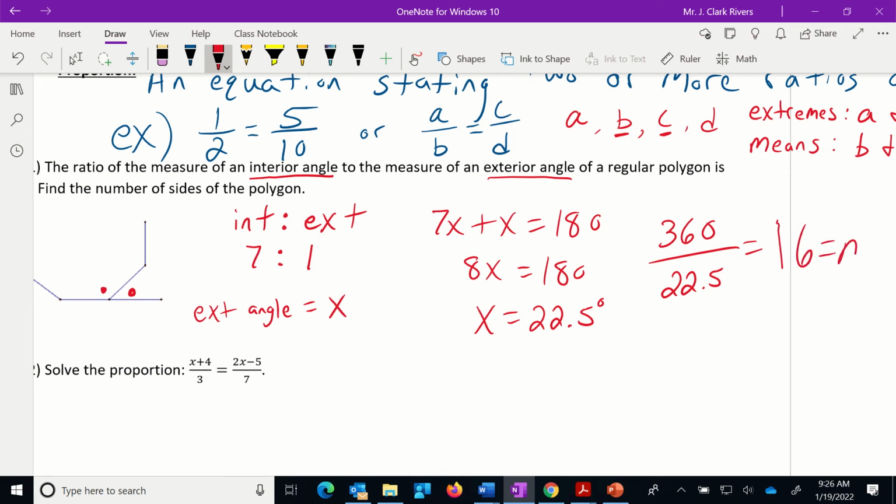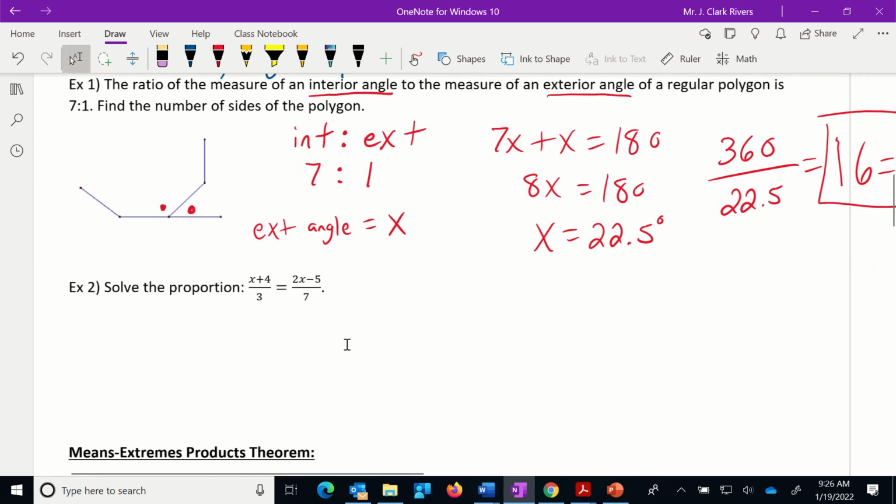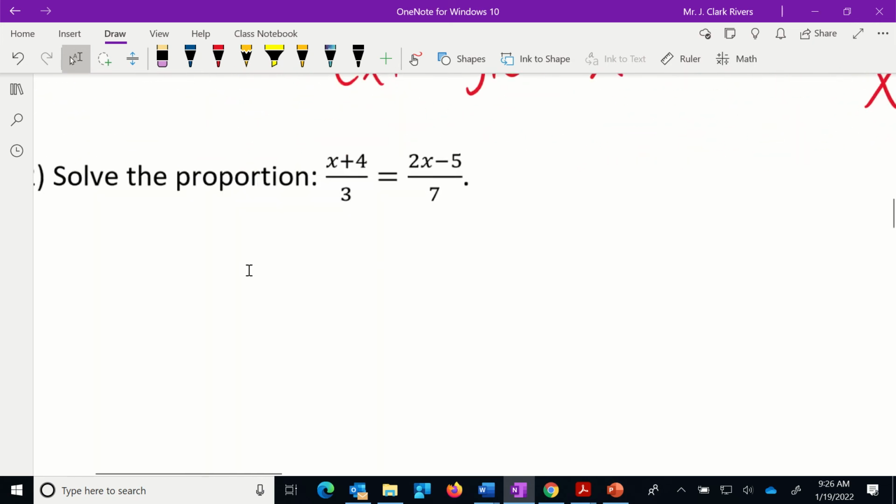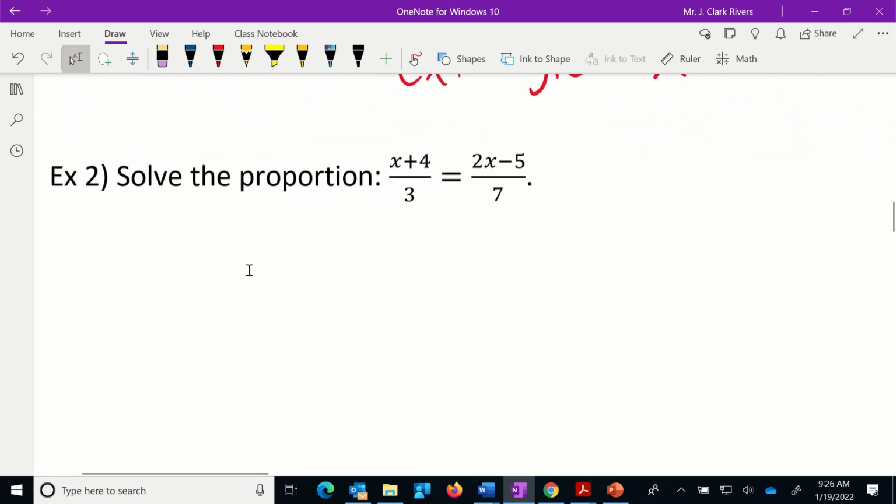16. So we have a 16-sided figure, a 16-gon. Questions on that? Okay. Taking a look at number 2, we're asked to solve this proportion. Does anybody know what method we use to solve this proportion? Yeah, cross multiplication.